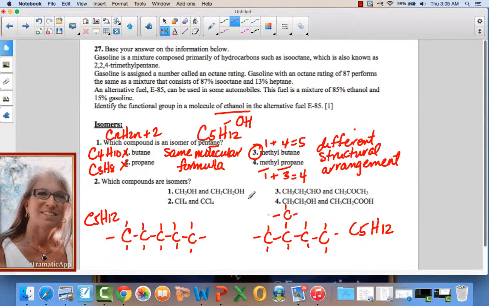And in this next question, which ones are isomers? So I'm looking for the same molecular formula. So this is 1 C, 4 H's, and an O. This is 2 C's. Right off the bat, it's not that. This has each a C, but this has H's, this has Cl's. Nope. This has 2 C's, 6 H's, and an O. And this has 3 C's. It's not that. 3 C's, 6 H's, 1 O. That matches up.